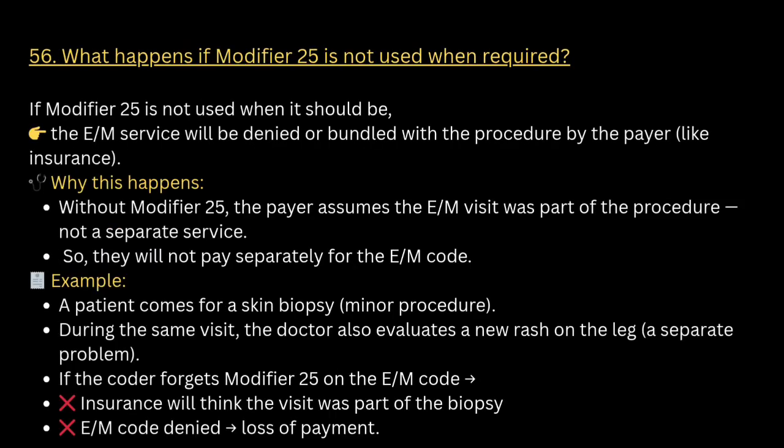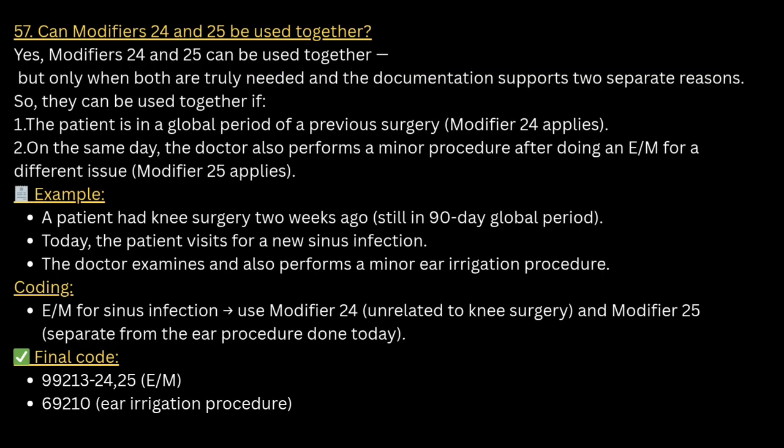Next question, what happens if modifier 25 is not used when required? If it is not used, then the E&M service will be denied or bundled with the procedure by the payer, like insurance. Why does this happen? Without modifier 25, the payer assumes the E&M visit was a part of the procedure, not a separate service. So they will not pay for a separate E&M service code.